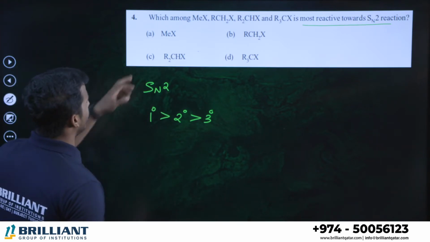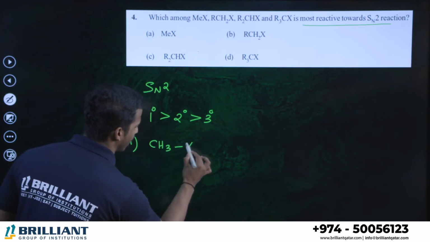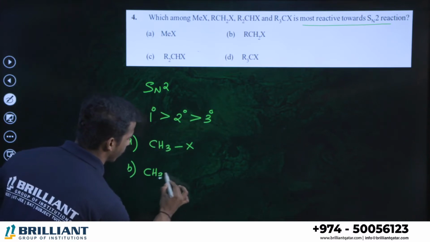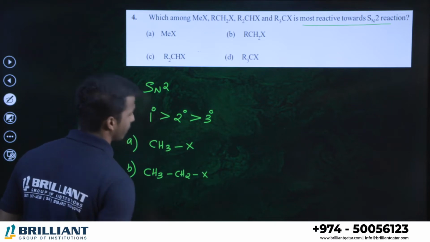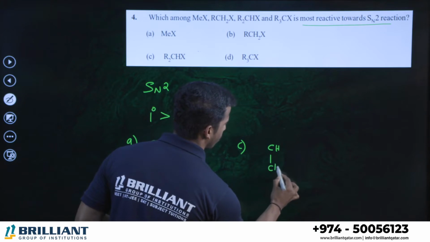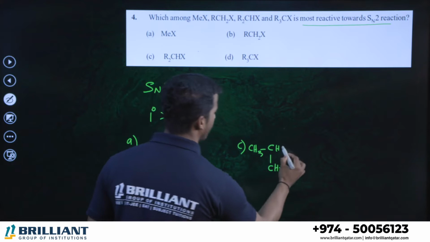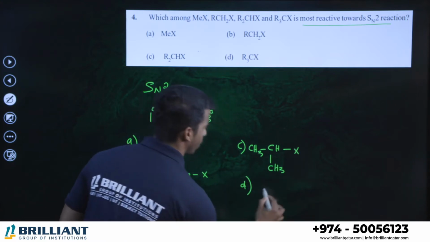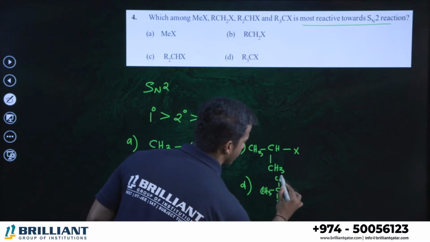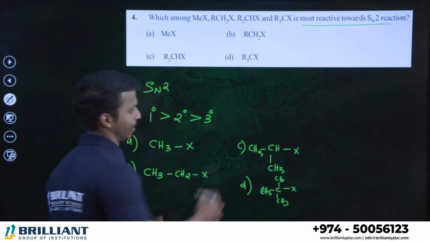Let's see the species given. Option A is given as MeX. Me stands for methyl, so methyl with one halogen. Second one is given as RCH2X. Let me take one R group as a methyl group. So RCH2X. And compound C is given as R2CHX. R2 means there are two alkyl groups. I'm just taking two methyl groups with one halogen. And D is CH3, CH3, CH3, and the halogen. There are three alkyl groups. Let me take the alkyl group as a methyl group.